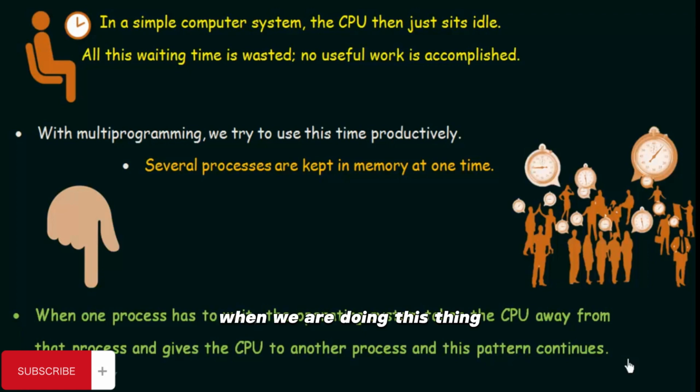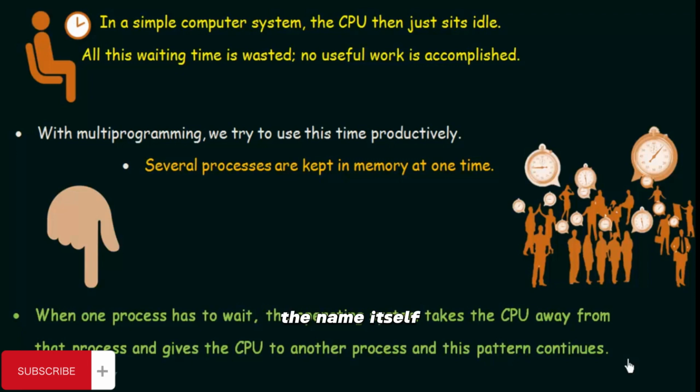When we are doing this, how do we determine which process should get the CPU, or which process should wait, or after how long should a process be given a CPU? All these things are going to be done and explained by CPU scheduling.